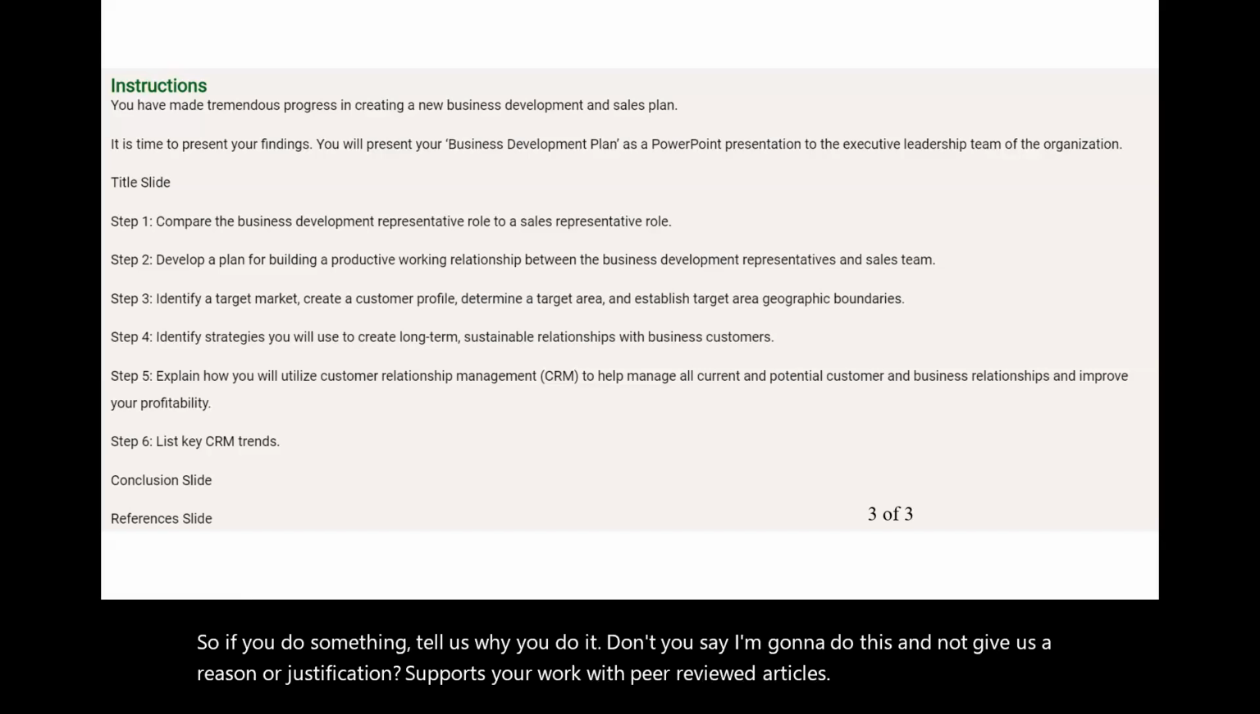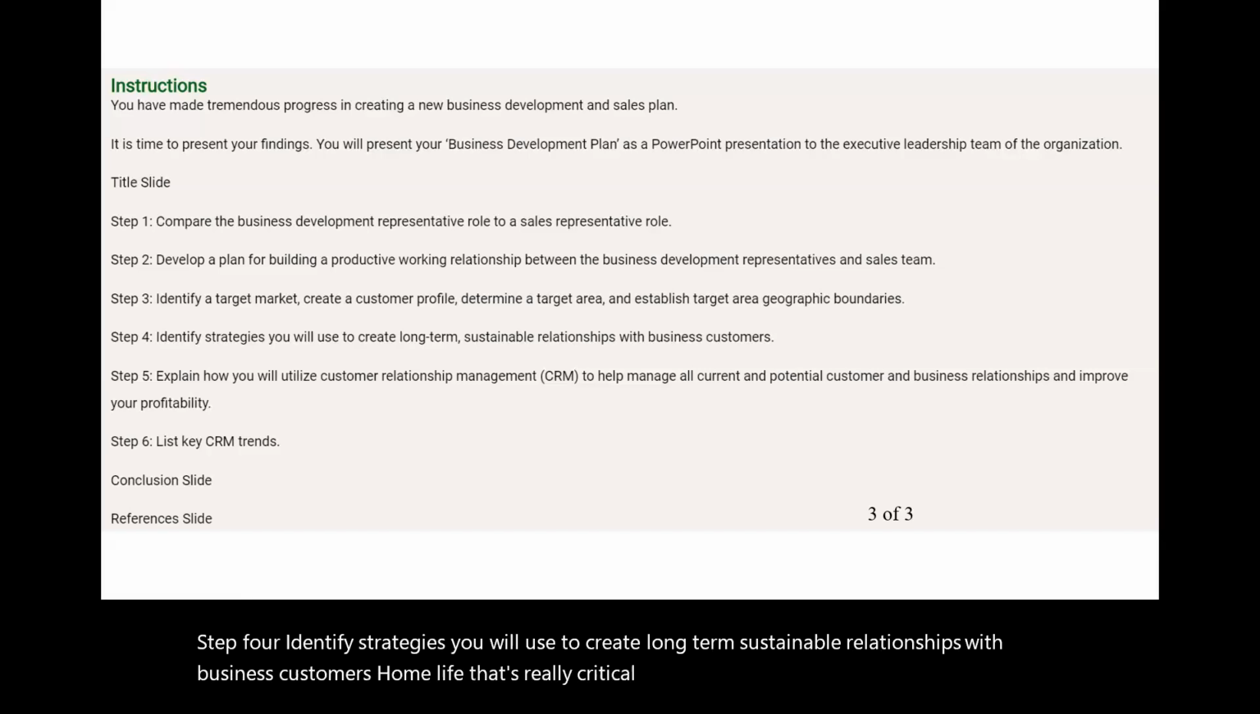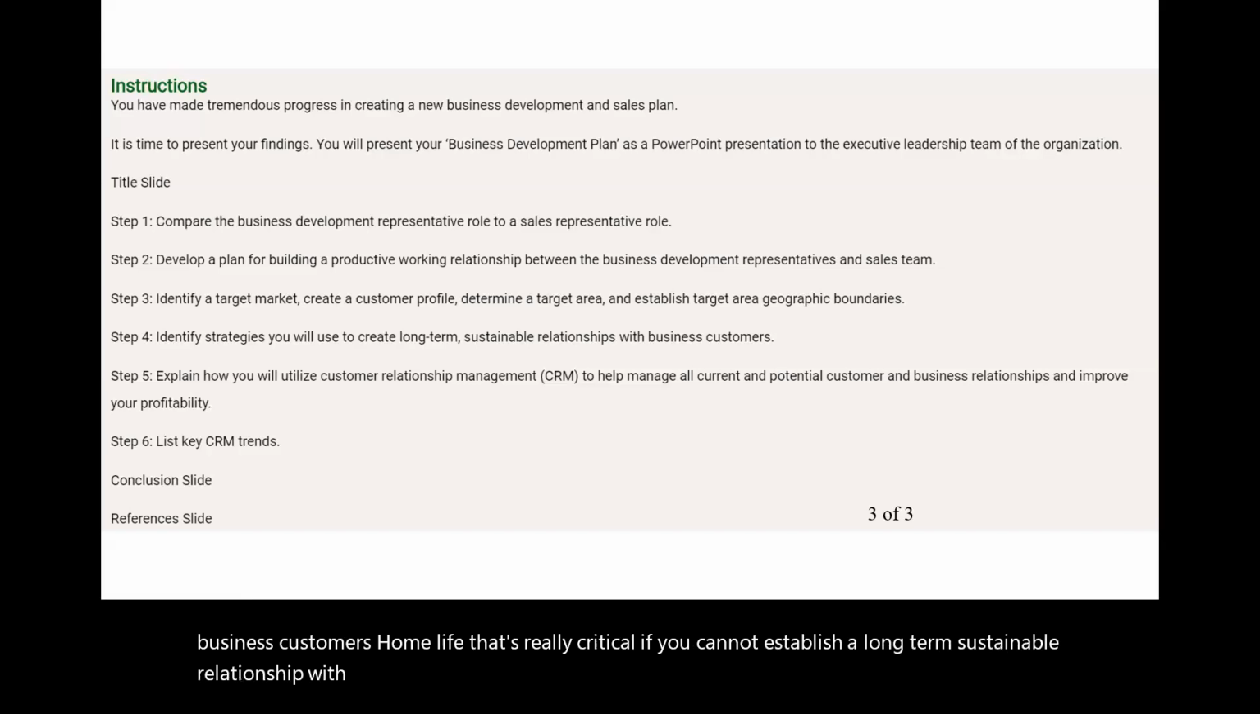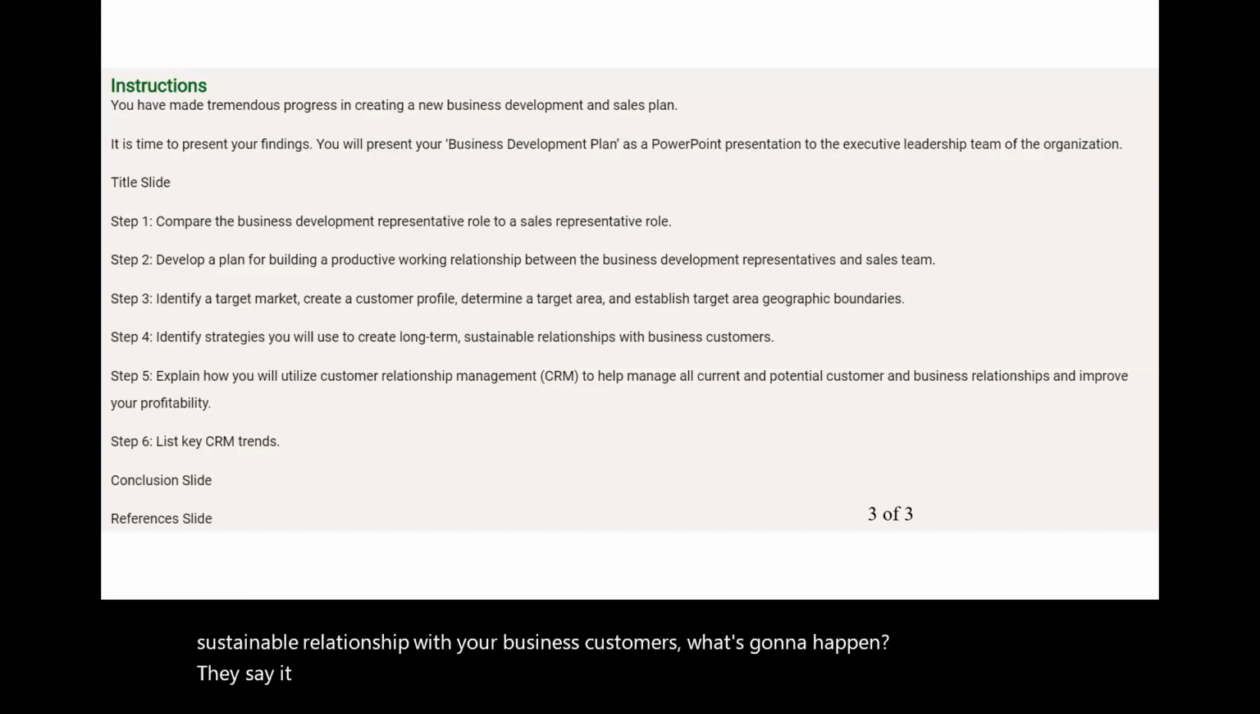Step 4, identify strategies you will use to create long-term, sustainable relationships with business customers. Oh my, that's really critical. If you cannot establish a long-term, sustainable relationship with your business customers, what's going to happen? They say it costs less to retain a customer than it does to attract a new customer. Now, what are you going to do to retain that customer?